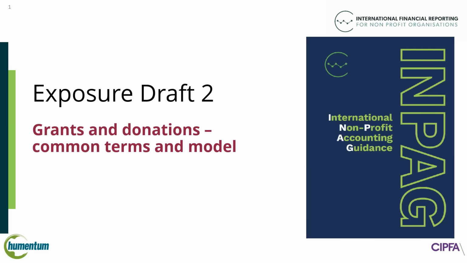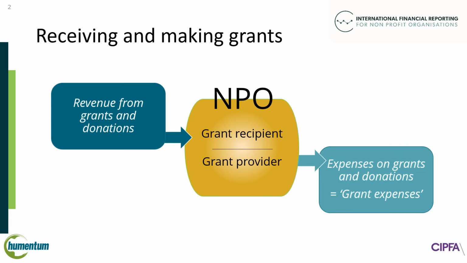This video explains important new terms that are proposed to apply to both revenue from grants and donations, and expenses on grants and donations. It also provides an overview of the recognition and measurement model that they will both use. Revenue and expenses from grants and donations is important for many nonprofit organizations, or NPOs, and users of their general purpose financial reports. This video aims to make the proposals in INPAG accessible to a broad range of stakeholders to stimulate valuable feedback. NPOs may receive grants, provide grants, or both.